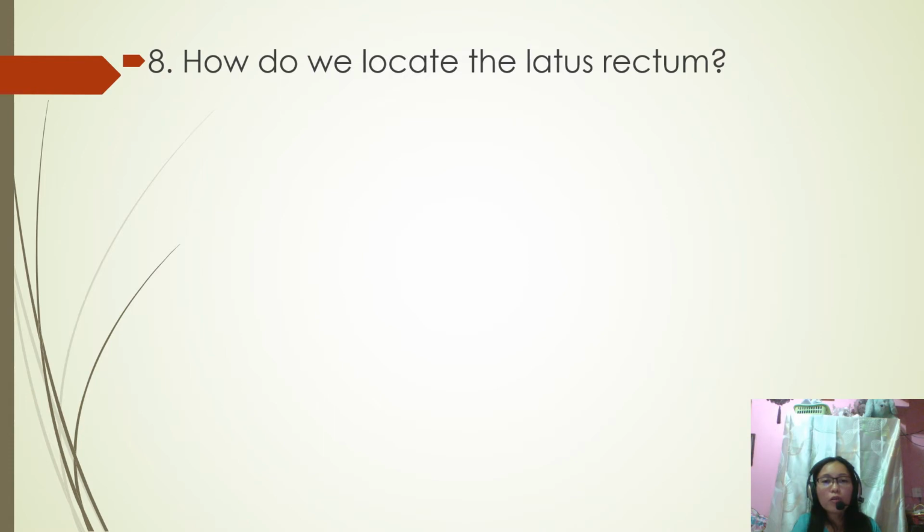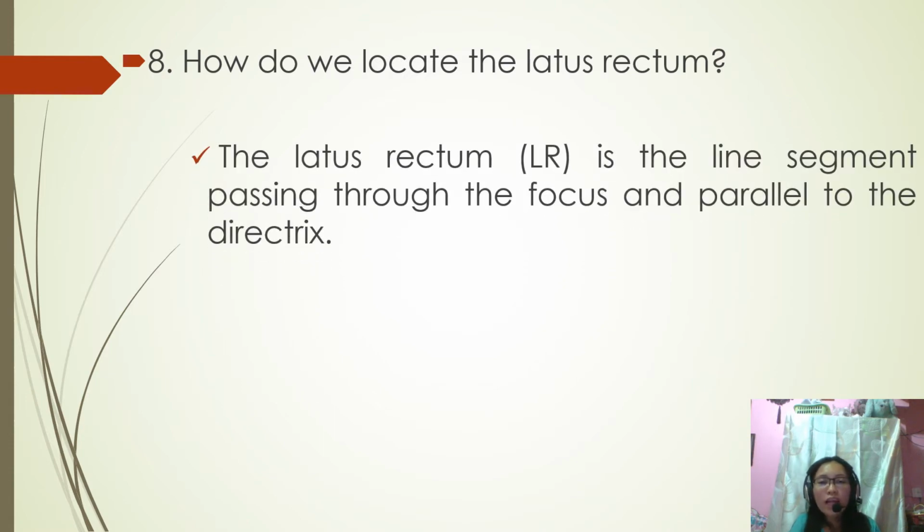Okay, so how do we locate the latus rectum? The latus rectum is the line segment passing through the focus and parallel to the directrix. See, naaday directrix. So, ang line segment nga moagi, always kini moagi si LR sa ato ang focus. Nya parallel siya sa ato ang directrix. So, kung parallel gani, atbang yun na siya. Parallel lines are lines that do not meet.